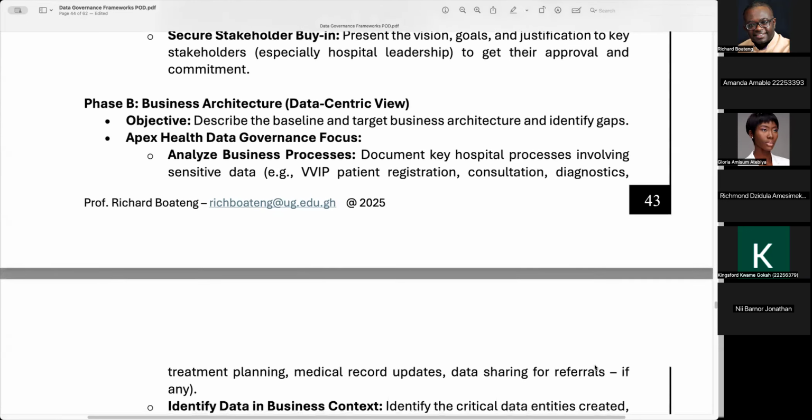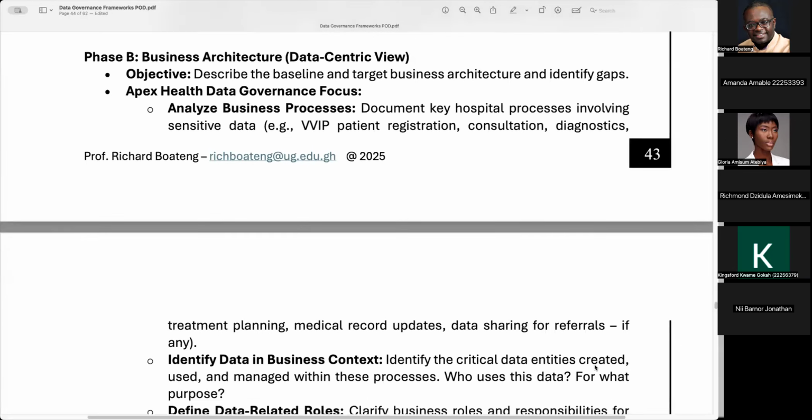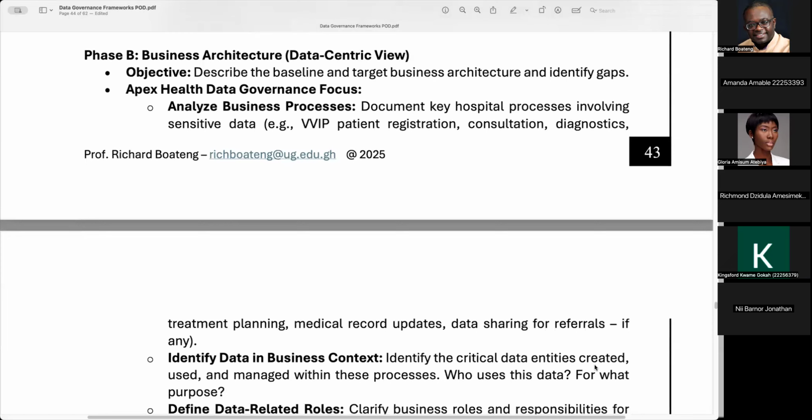Phase B, business architecture, but with a strong data focus for this context. Yes. In this phase, the team would analyze key business processes, specifically those involving sensitive data, like the VVIP patient registration and verification process, clinical treatment workflows, how medical records are updated and accessed, and any highly restricted procedures for sharing information, even internally between specialists.